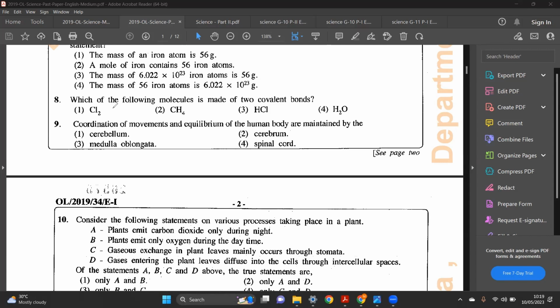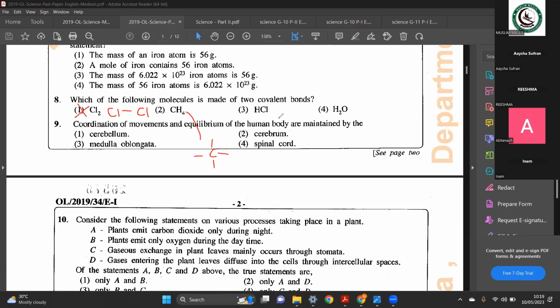If you were to talk about chlorine, if you were to draw the Lewis structure, this is how it would be. This is just 1 covalent bond, therefore not the option. When you talk about methane, we know you have carbon with 4 hydrogens, so 4 bonds, again not the option. HCl would be like this, again not an option. But when it comes to water, you have H2O. So this is the option. All right, so therefore answer 4.